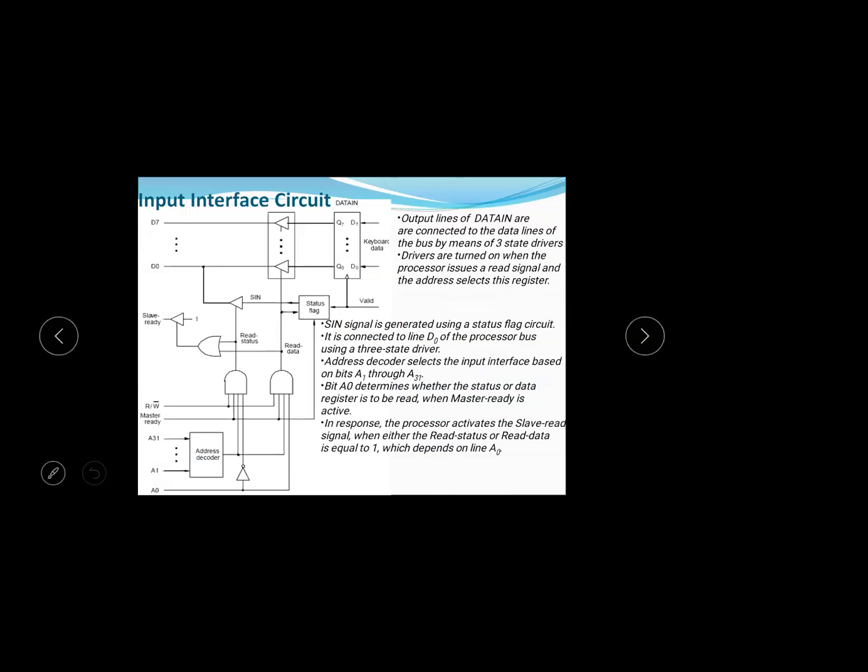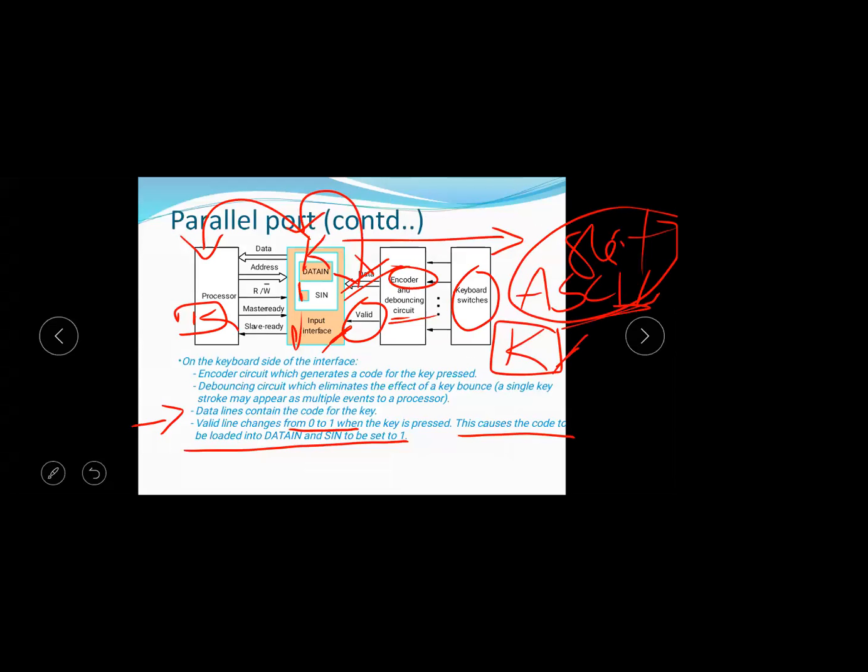The processor operation. After that, the processor is checking the SIN flag. If it is 1, meaning the data in register contains new data, the processor sends the address of the data in register through the address lines, and also sends the read operation, because it has to read the data from the data in register.